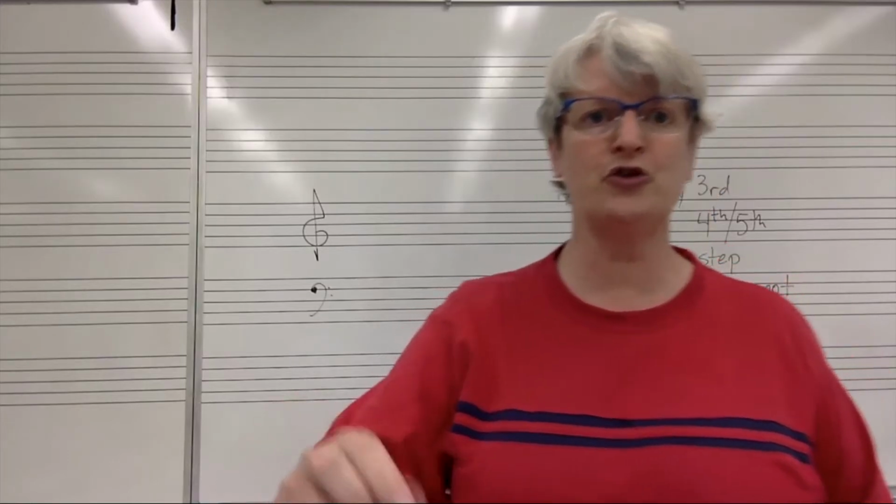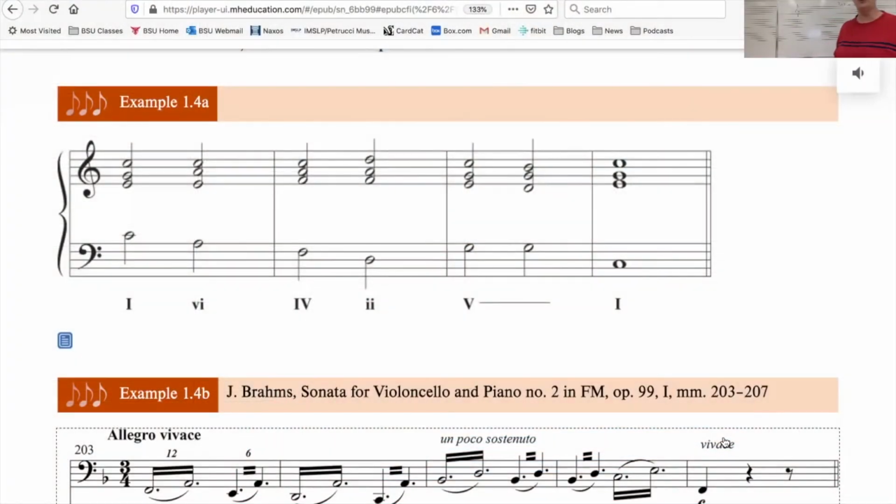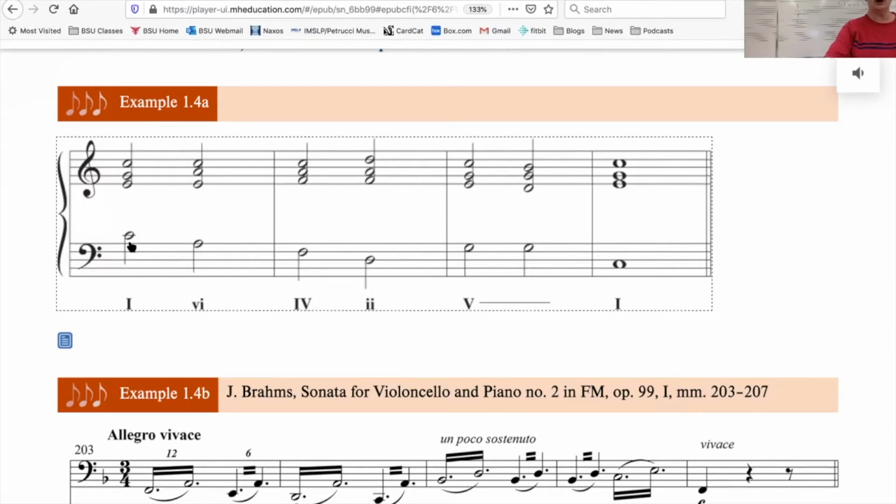Let's start with root motion by third. Example 1.4a in your book shows various examples of root motion by third. When 2 chords have roots a third apart, it means that they share 2 notes. So C major is C, E, G. A minor is A, C, E. So they share both a C and an E. We're going to refer to these shared notes as being common tones. So they are tones that are common to or shared by both chords.